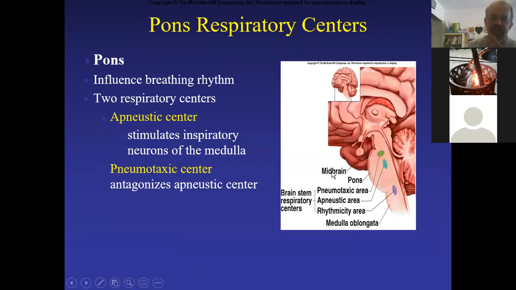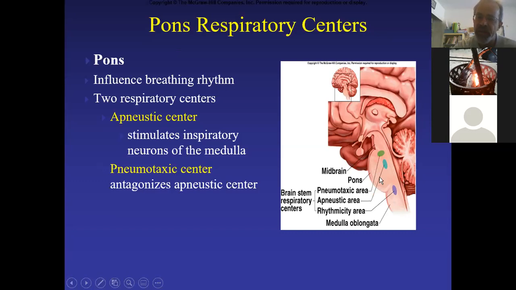What about the pons? So the pons, as I mentioned, is not the basic center of breathing, but it influences breathing. We have two parts to the pons. One is called the apneustic center. One is called the pneumotaxic center. And these two areas differentially influence the medulla.